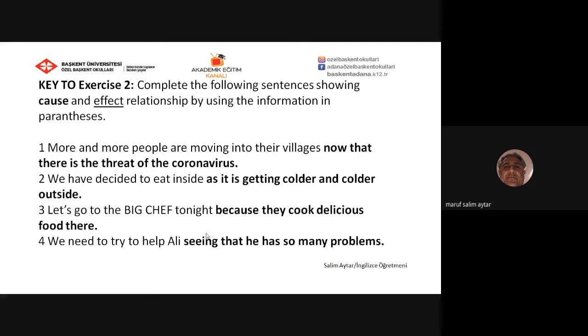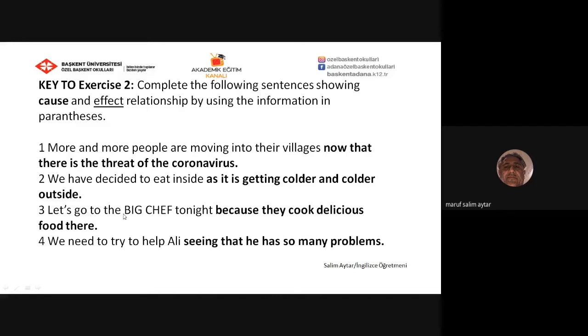Now we have the key in front of us. See if we have gotten the right message. More and more people are moving into their villages now that there is the threat of the coronavirus. There is the threat of the coronavirus. It is a sentence. We have decided to eat inside. Why? As it is getting colder and colder outside.